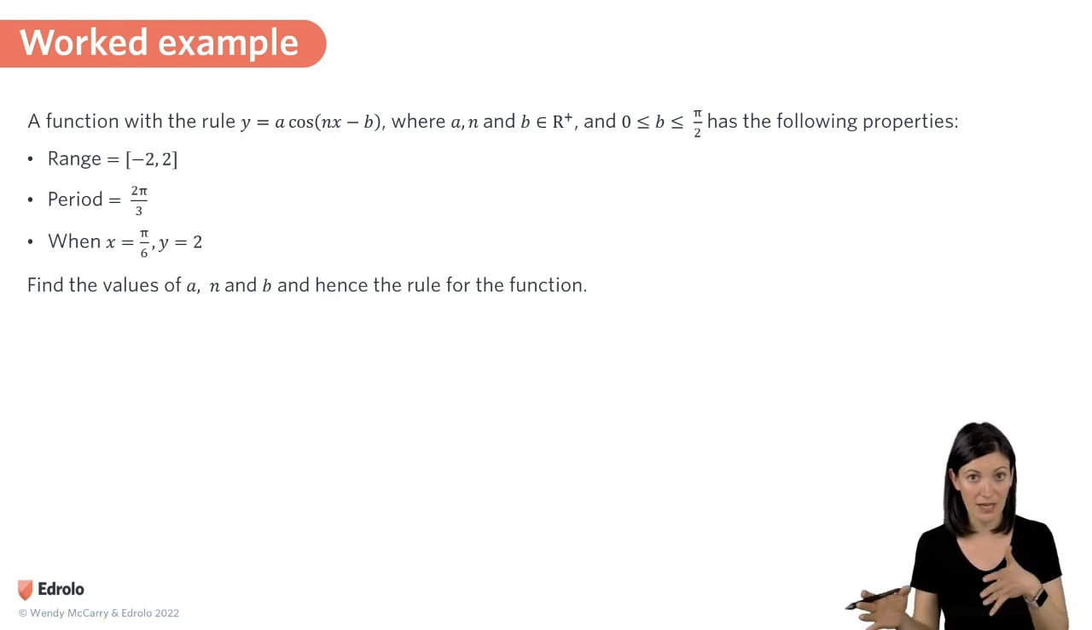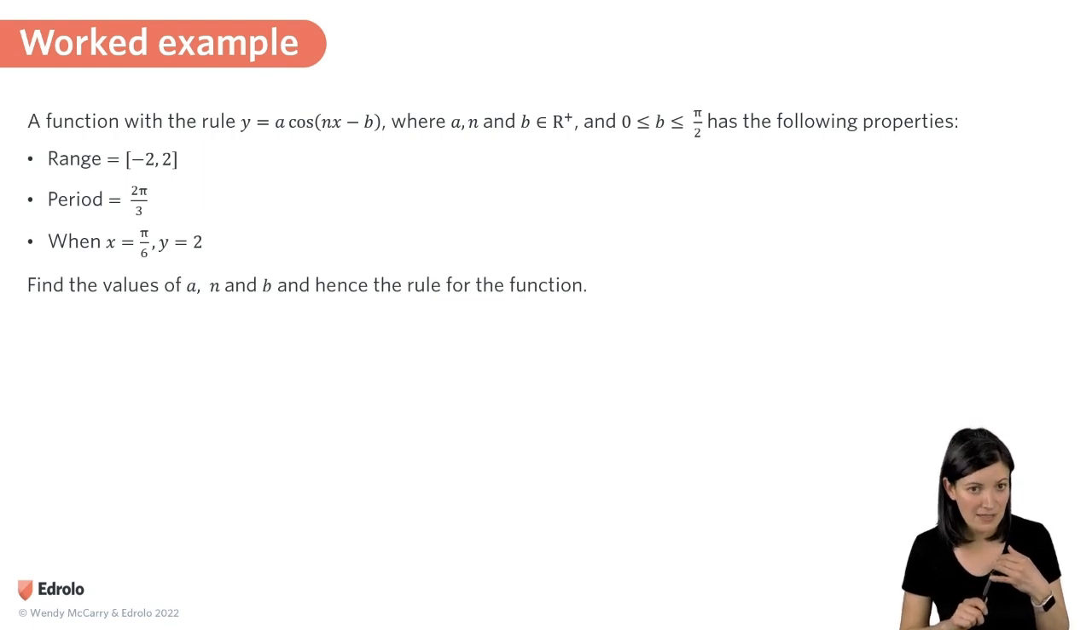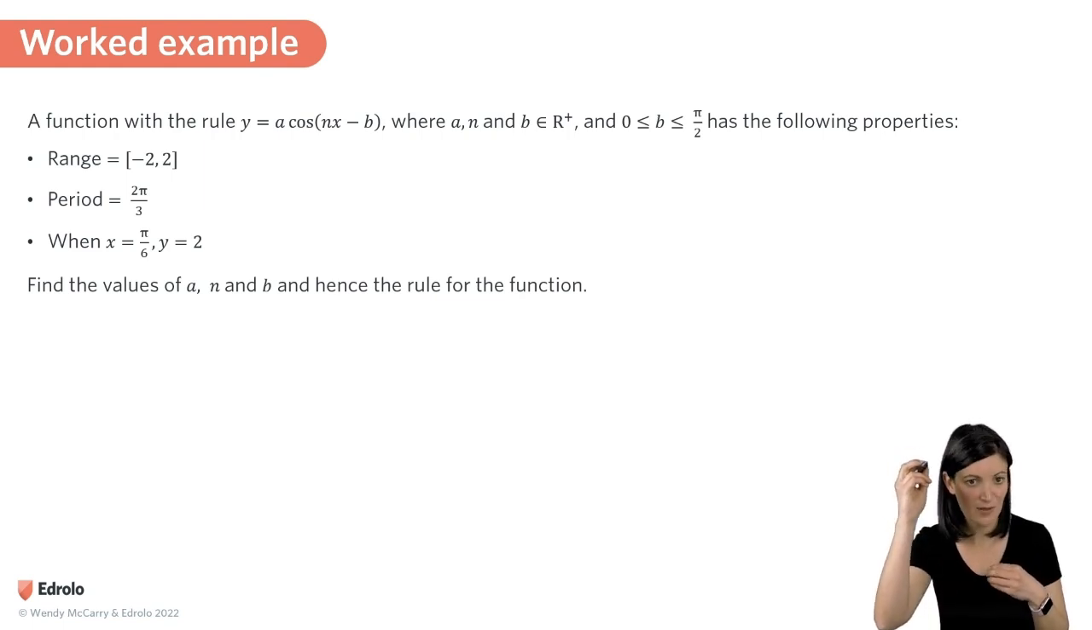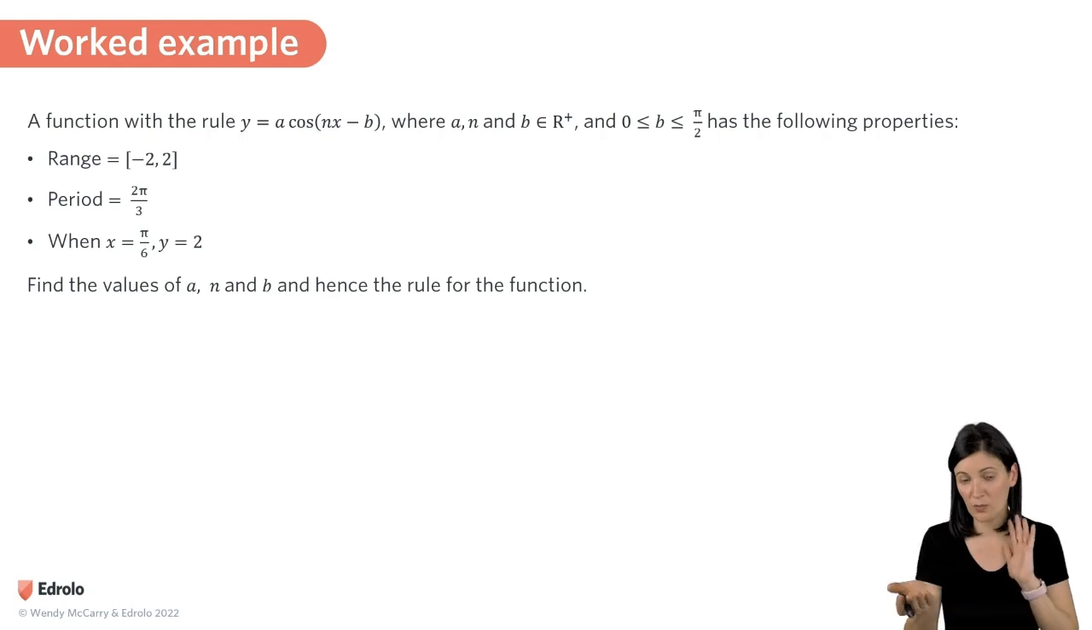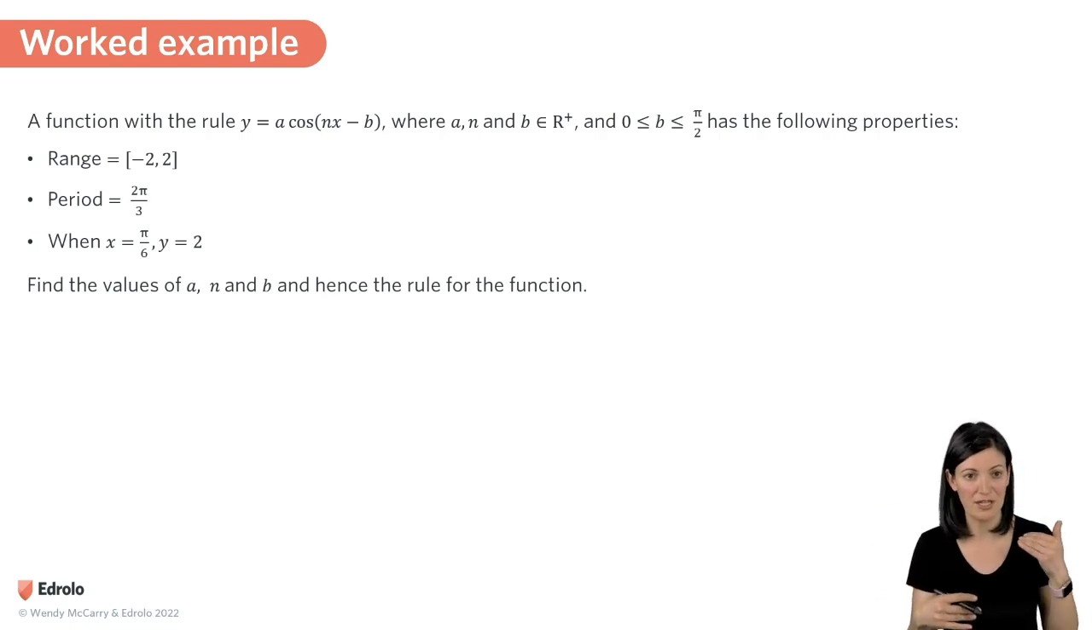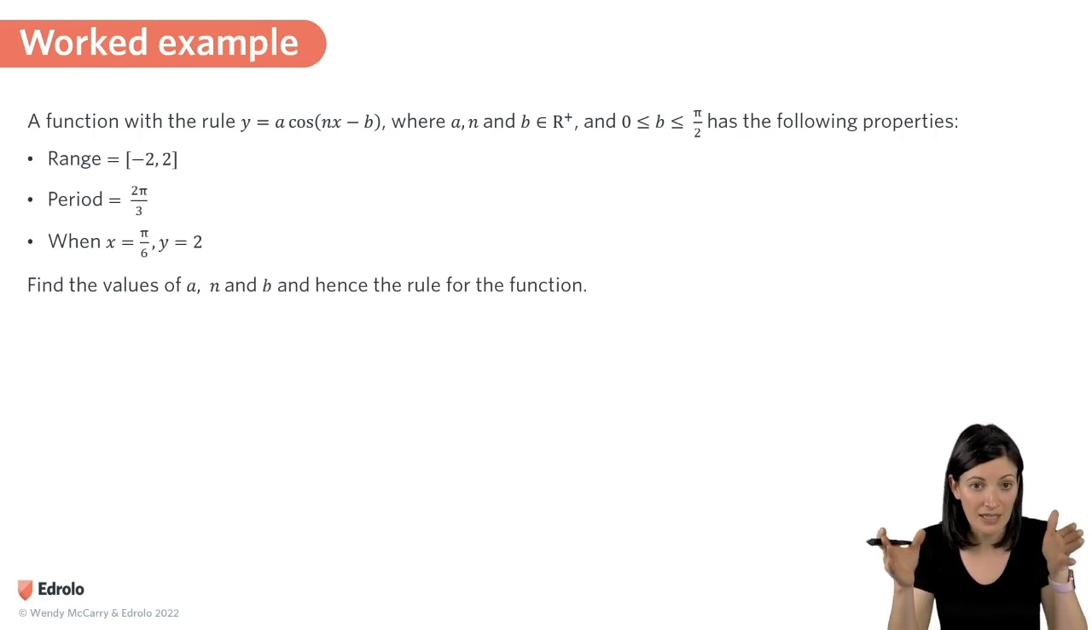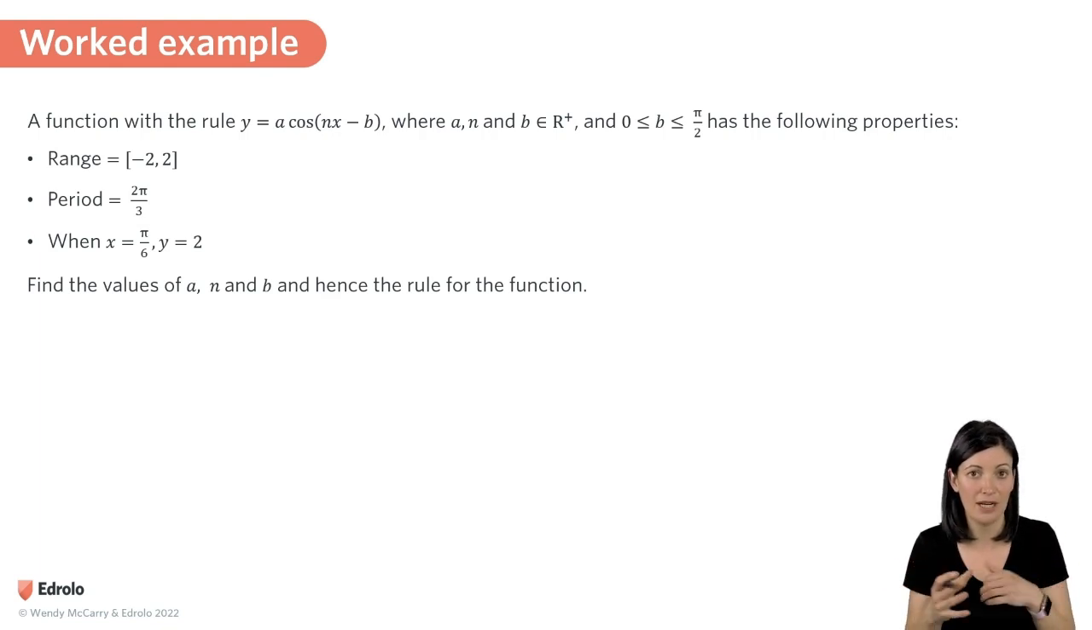So I do have a phase shift this time, where a, n, and b are elements of the real number system that are positive, okay? So that R plus is just telling us that they have to be positive numbers. Hint, hint, there's not going to be a reflection in this one because we don't have a negative value for a. And we're also told that b is between 0 and pi on 2, including 0 and pi on 2. So we need to make sure when we get a solution for b that it's within that interval there.